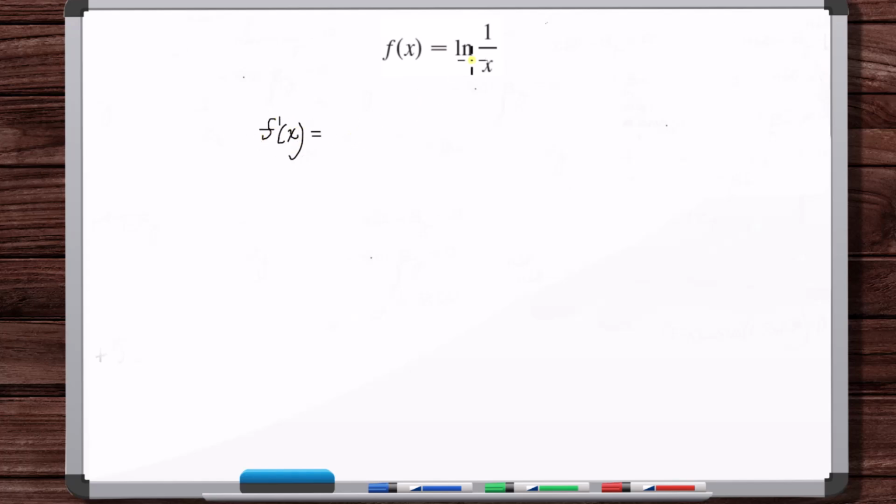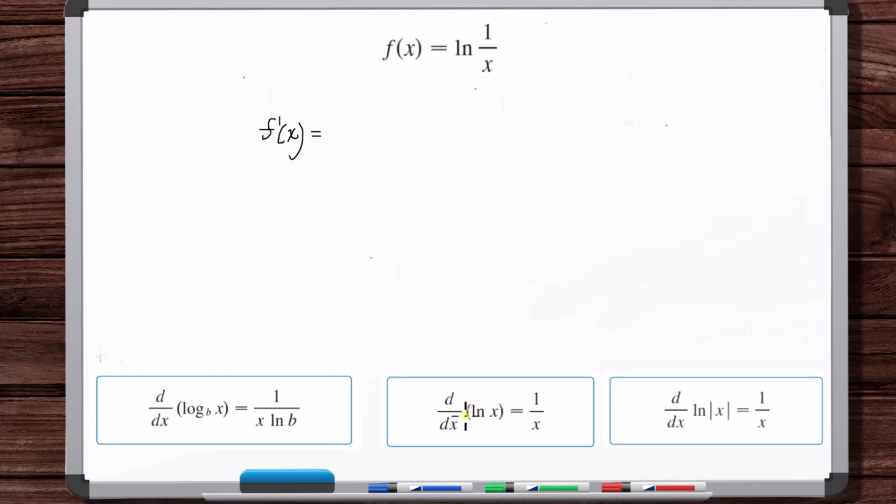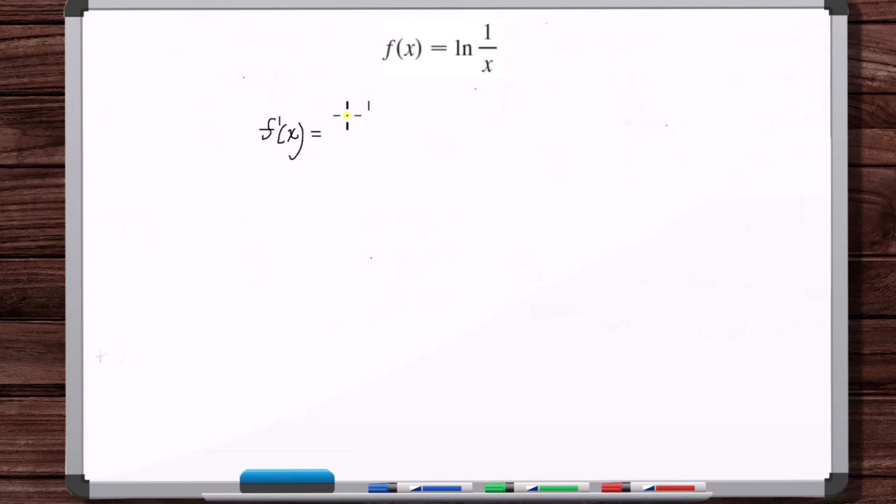Okay, let's find f prime of x. We need to use the chain rule. We've got the natural log of something. The derivative of the natural log of something is 1 over that something. So 1 over that something, all of that times the derivative of that something. What is the derivative with respect to x of 1 over x? Well, I know this off of memory. That's minus 1 over x squared, but you could look at it this way.